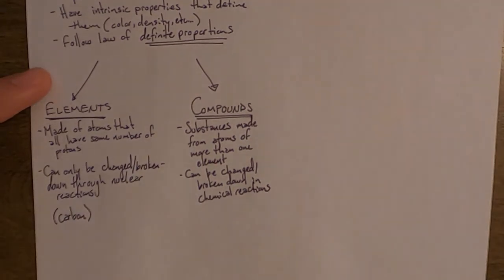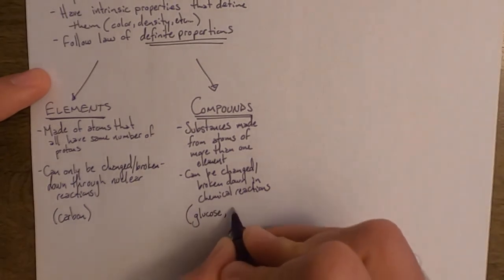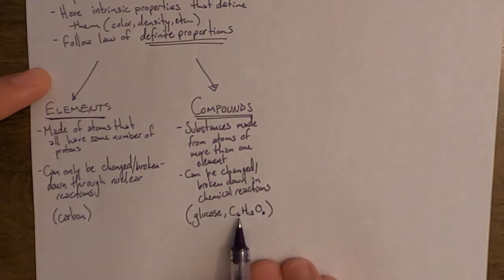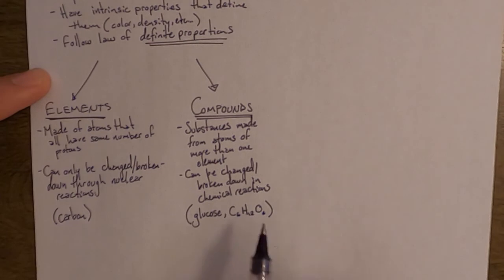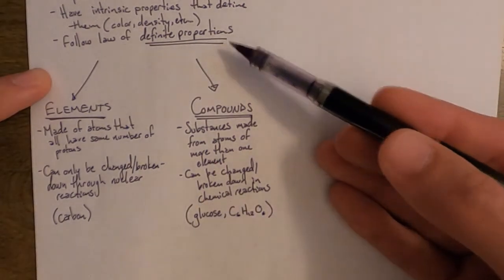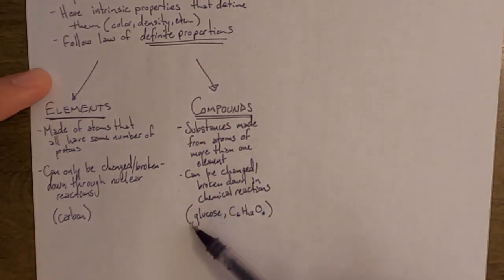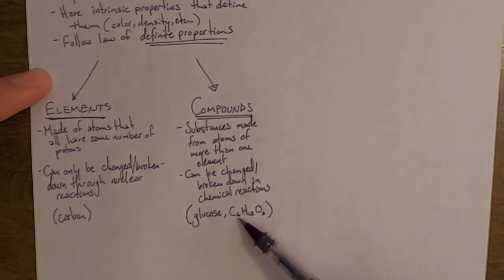An example of a compound that contains carbon could be sugar. It contains the elements carbon, oxygen, and hydrogen. The subscript here refers to how many atoms of that element. So a glucose molecule has 6 carbon atoms, 12 hydrogen atoms, and 6 oxygen atoms. So that is that definite proportion that we were talking about. Glucose always will have this proportion of carbon to hydrogen to oxygen.